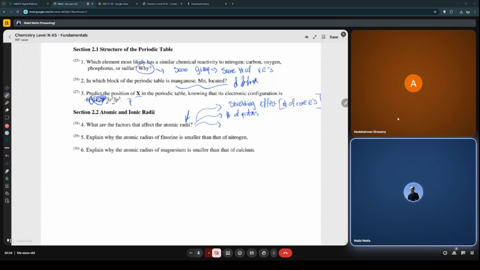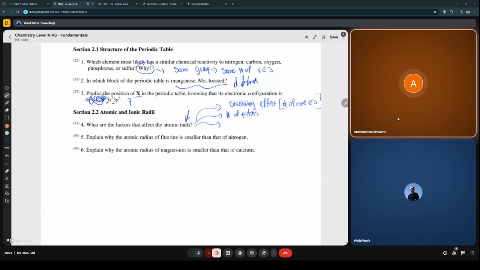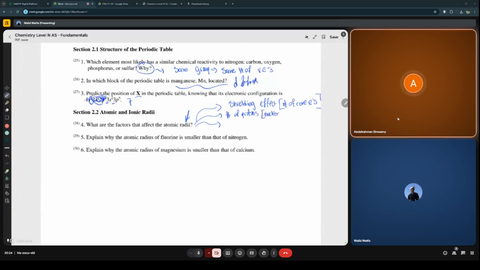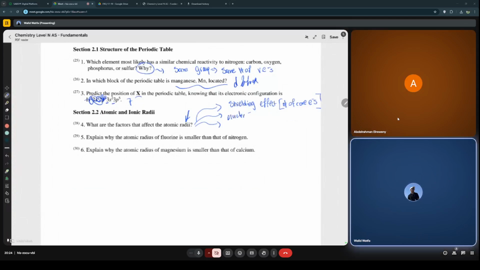So what does the number of protons determine? The charge of what? Atomic number, or no, nuclear charge is the word I'm looking for. So I'm gonna put the first one, nuclear charge, and then in brackets, number of protons. Don't do the quiz.